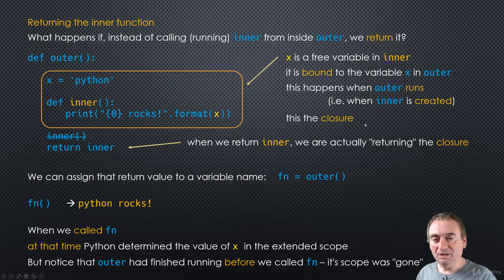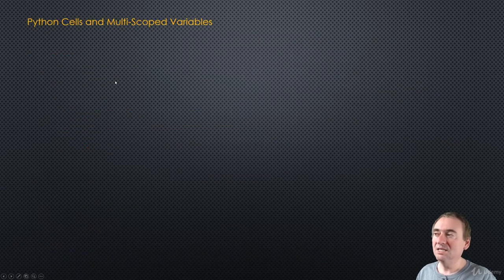Well, that's because of that closure. That closure captured this variable x, right? And so it did something a little special to handle it, so that when outer finishes running, the closure still has whatever that variable was. So let's take a look at how that works. And we're going to take a look at Python cells and, in general, multi-scoped variables.